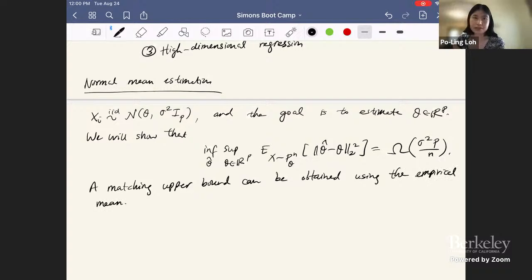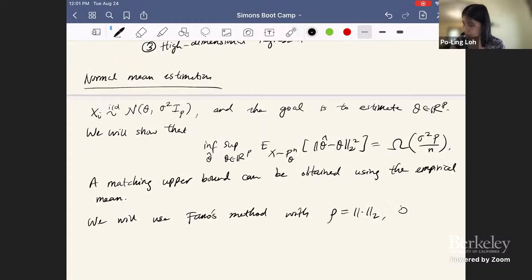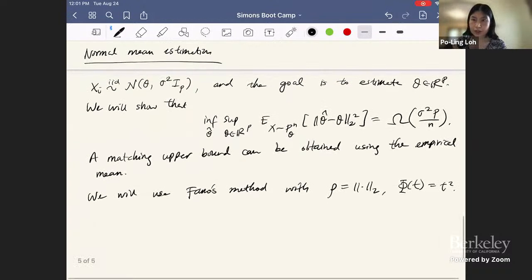Another way of thinking about this is, maybe you have an estimation problem, you have an estimator that you think should be a good one. You get an upper bound, perhaps by deriving some concentration inequalities, and you want to know whether or not there's some estimator that could do better. And what this is saying is that, in fact, there isn't any estimator that could do better. So how do we achieve the lower bound? We will use Fano's method with rho equal to the L2 norm and phi of t equal to t squared. That's how we get the squared L2 norm for our loss.